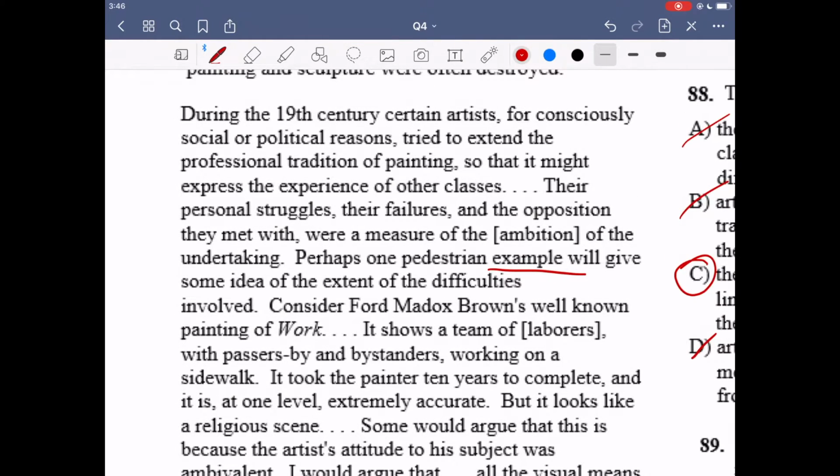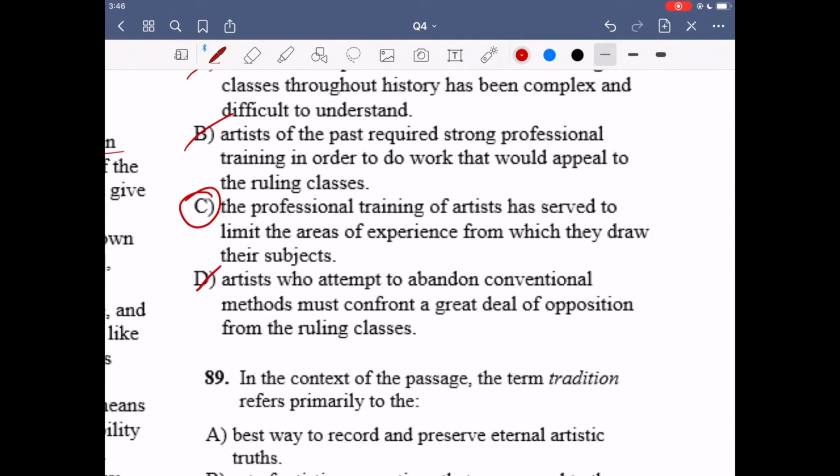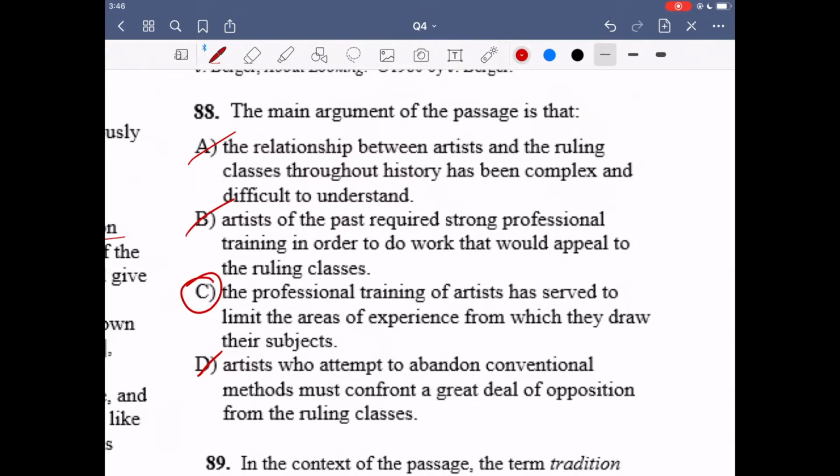In the 19th century, artists were trying to express painting to other classes, and then they met with personal struggles, failures, and opposition. Yes, that was mentioned, but it's not the main argument of the passage. The passage wasn't going on and on about people abandoning a conventional method and facing opposition. That point was just there to show that they faced a lot of opposition but still went for it. So those artists really cared about appealing to the lower classes as well, but the main argument was that even though they tried, they didn't really meet the mark.